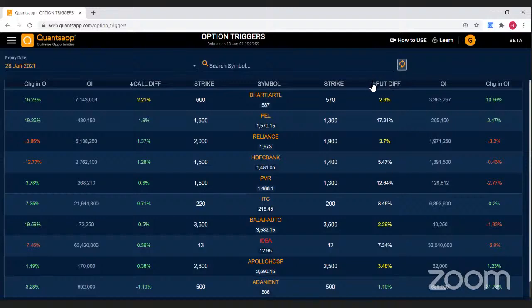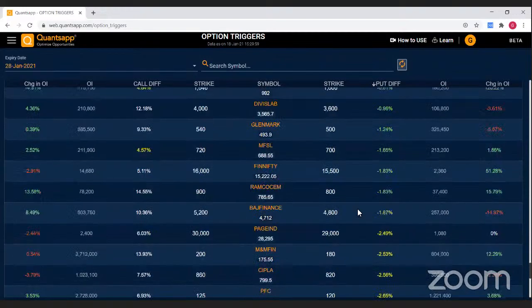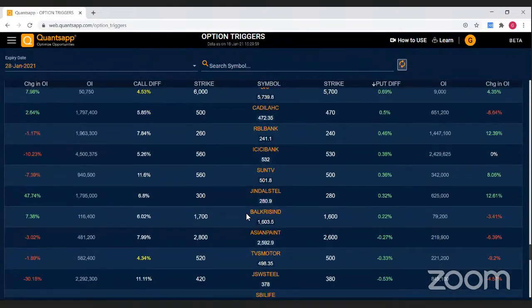So if I sort the data here, Balkrishna, Jindal Steel, Sun TV, ICICI, RBL Bank, sorry, Cadila Healthcare, these are some such stocks, Asian Paints, TVS, JSW, these are all the stocks that are standing at their highest put. So if I say let's take the ICICI, no, that's not so good data.